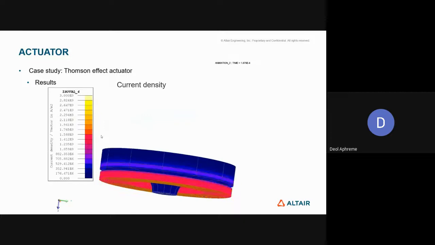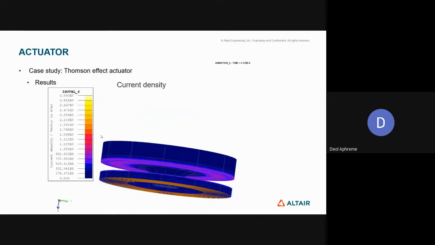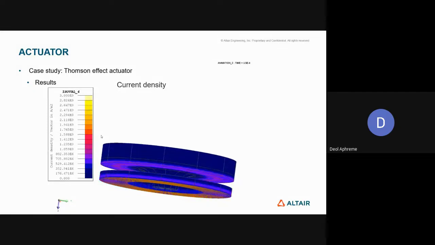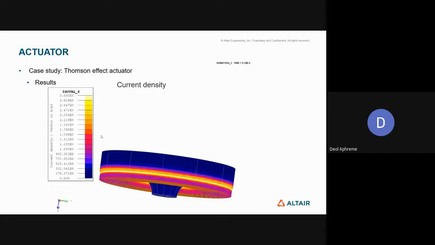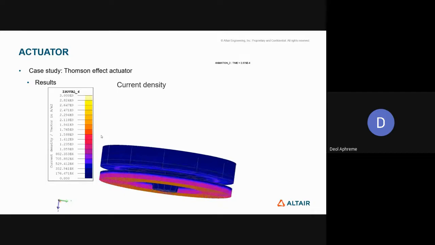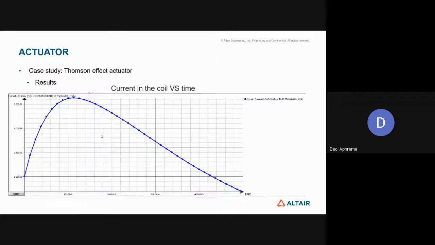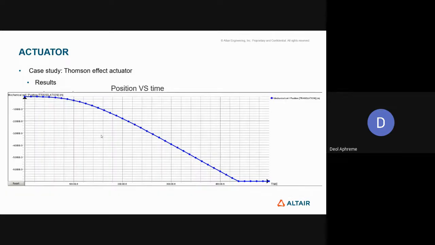As you can see, the current density and its effect on the actuator, you can visualize where the maximum current density occurs. It's 3 amps per meter square as the highest peak value, and you can see it's reforming, and all of these things can be visualized accurately. This is the current in the coil with respect to time, the increase in the current. You can see it's gone up to 7,500 amps at 100 microseconds. So it's a very big value, but yes, this should be able to handle it.